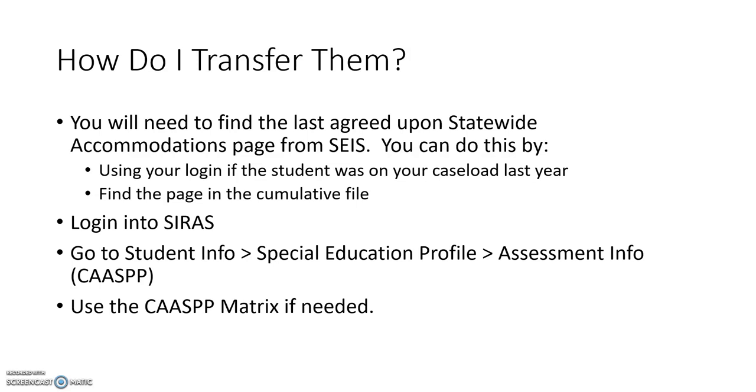You're going to log into SIRAS, select the student you're going to be working on, and then go to student info, special education profile, assessment info, CASP. Use the CASP matrix if you need to. On a side note, the CASP matrix is really beneficial for looking up what accommodation is appropriate for a student, and understanding what the accommodation is: is it an embedded accommodation, is it a designated support, etc.